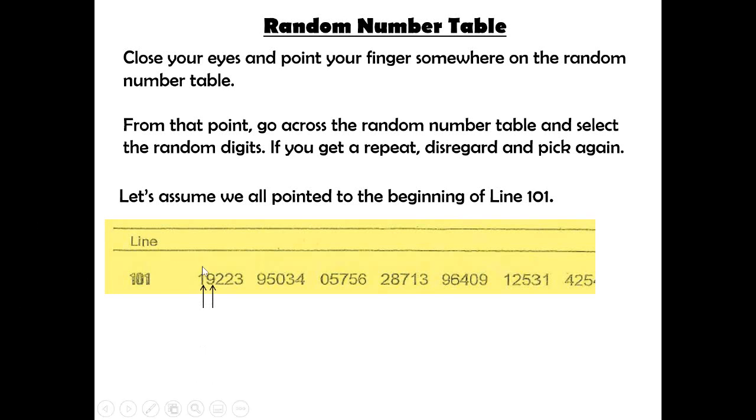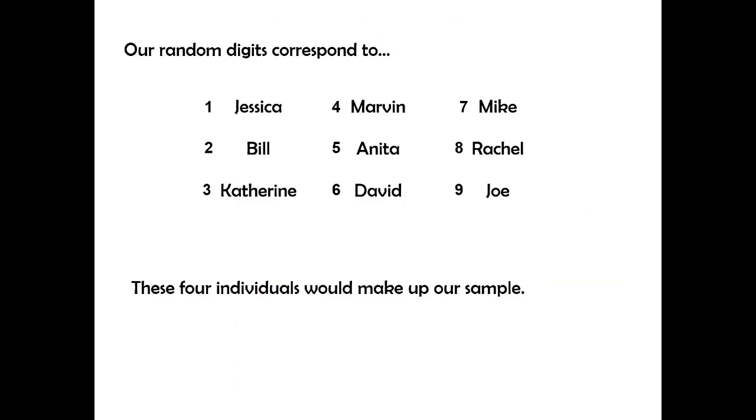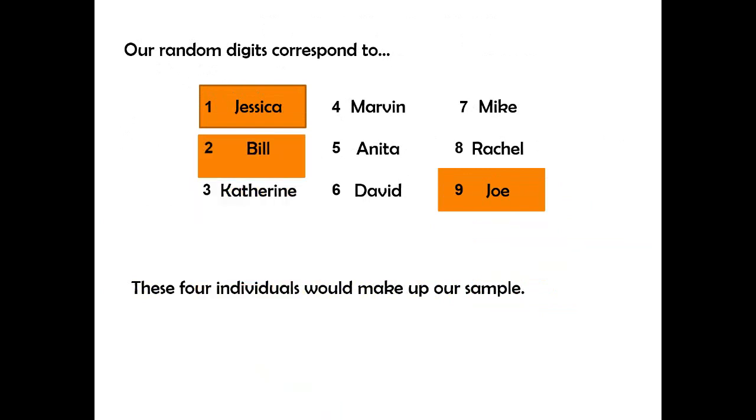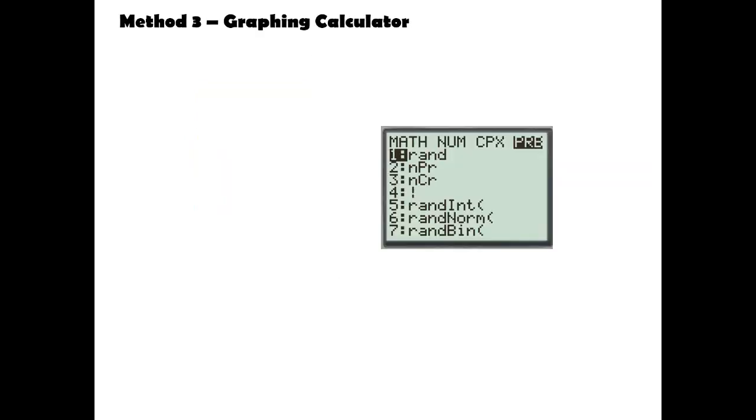So we'll choose individual number 1. We'll choose individual number 9. We'll choose individual number 2. Whoops, I have another 2, so I need to skip that. So then we move on to individual number 3. And those will be our 4 individuals: Jessica, Joe, Bill, and Catherine. Can't choose Bill again, right?